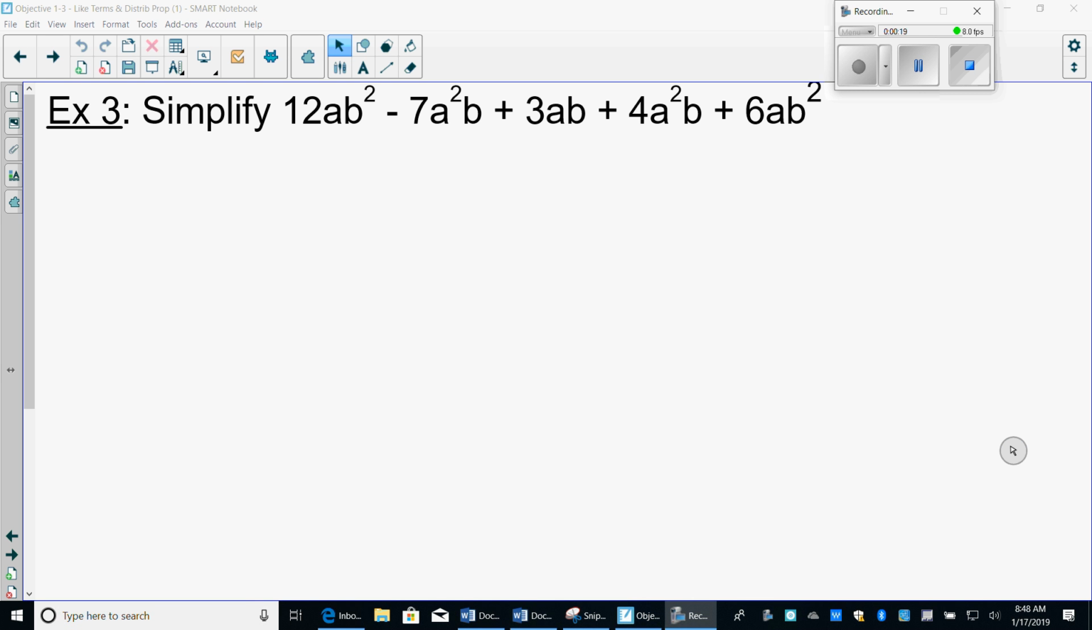Adding the ones with the same variables. Okay, same variables, not just the same variables, because these all have a's and b's, but same variables raised to the exact same power. You can only add ab squares with other ab squares. You can only add a squared b's with other a squared b's. It's got to have the exact same variable raised to the exact same power.